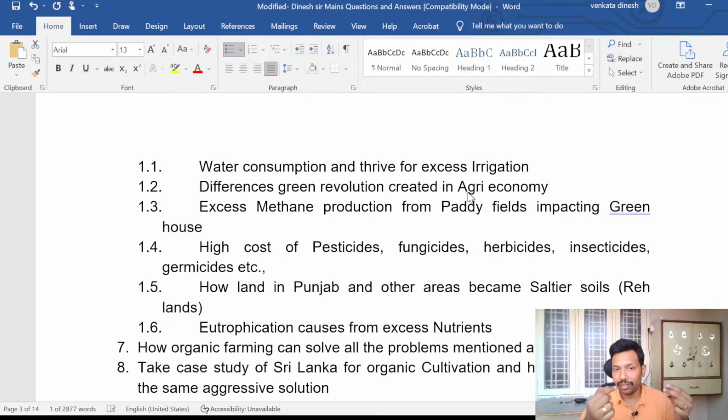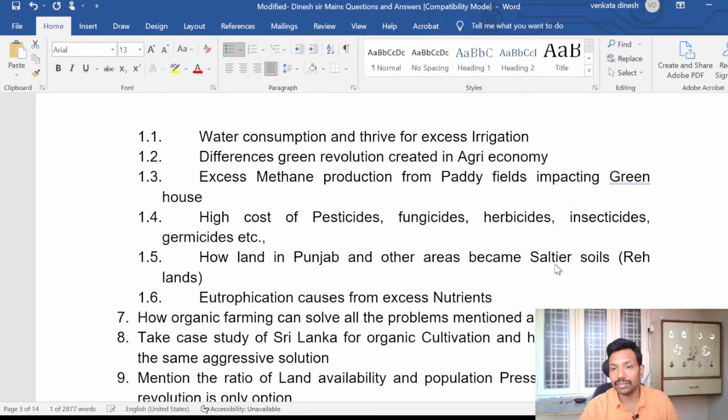So you have to increase MSP again. That is one thing. Then how land in Punjab and other state areas has become saltier soils, rake or collar soils, where the pH value is completely disrupted, with salinity in the top layer of the soil. Eutrophication is one more thing that we can mention in the answer, because with more use of the green revolution, more pesticides, and excess nitrogen that you give over a period of time, all this excess nitrogen goes and deposits into the lakes, and lakes become eutrophicated. You should mention that point also.